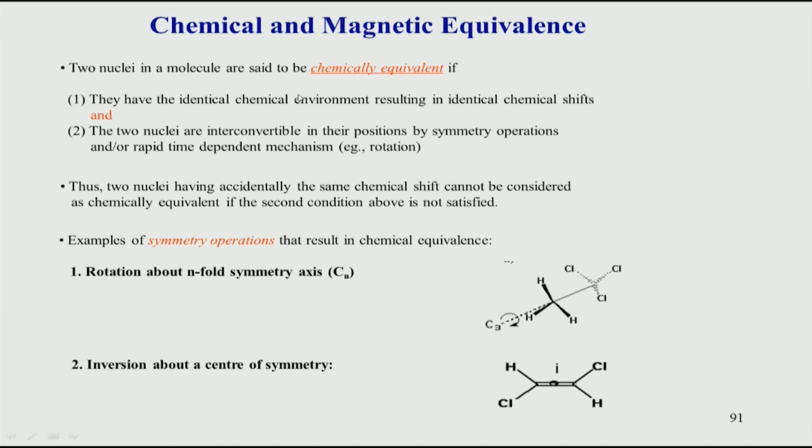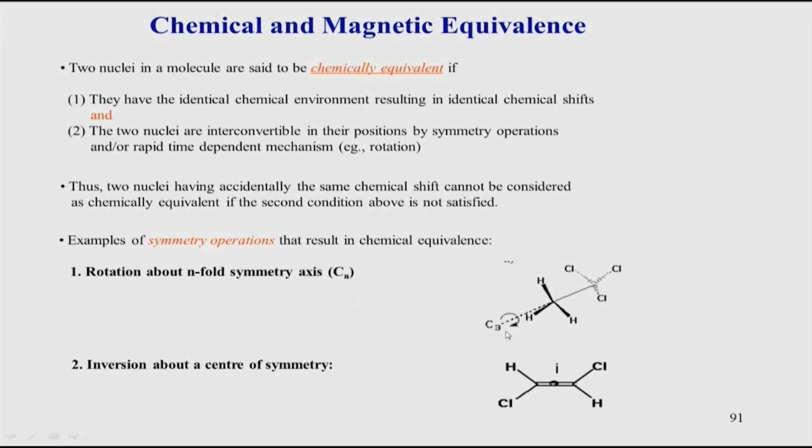If only the first condition is satisfied, if only the chemical environment accidentally is the same, then they are called chemical shift degeneracy. That means they are degenerate. The two hydrogen atoms have accidentally the same chemical shift value, and they are degenerate or overlapped, but they are not chemically equivalent. So, we can look at some more examples of chemical equivalence here.